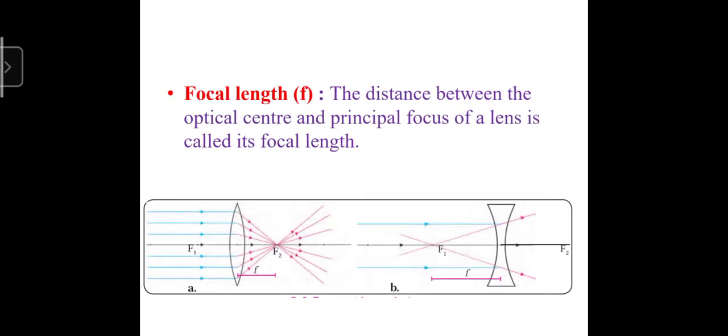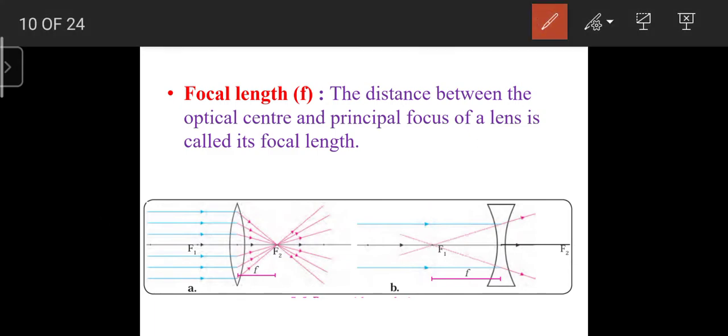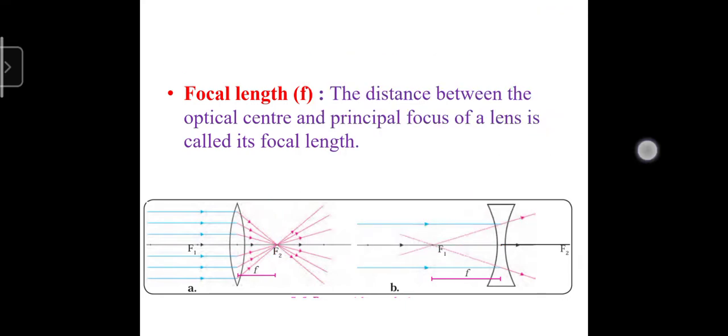Now the next concept is focal length. The distance between the optical center and the principal focus is called the focal length of that lens. That distance between the focus and the optical center is called small f, that is focal length. You can find out here, that is capital F, small f is there, and that is called the focal length of the lens.